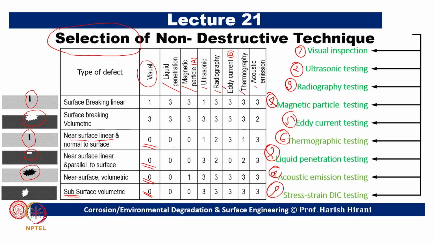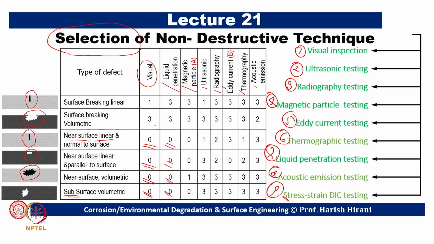Same thing for liquid penetration also, that is basically a surface detection technique, it cannot be used. Even the 9th technique, stress strain DIC testing, is applicable only for the surface. So, this technique will also get a 0 number.